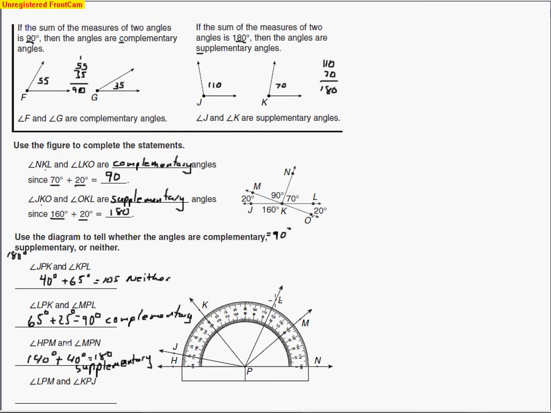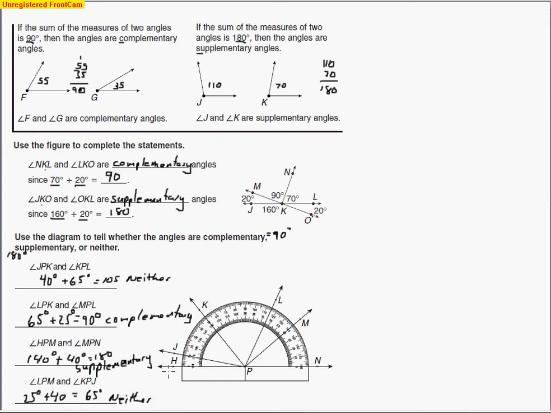And now we have the last one here, LPM. So L to P to M, and that was 25. 115 to 140 makes 25 degrees. And then KPJ. We count those, and it goes from 50 to 10, so that's only 40 degrees. Those numbers only add up to make 65 degrees, so that's neither as well.